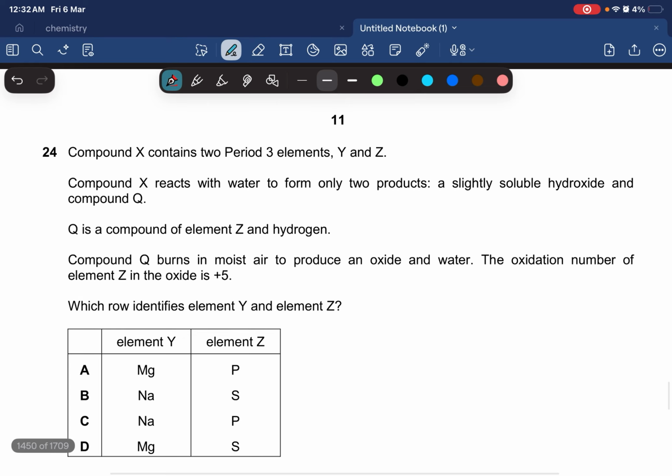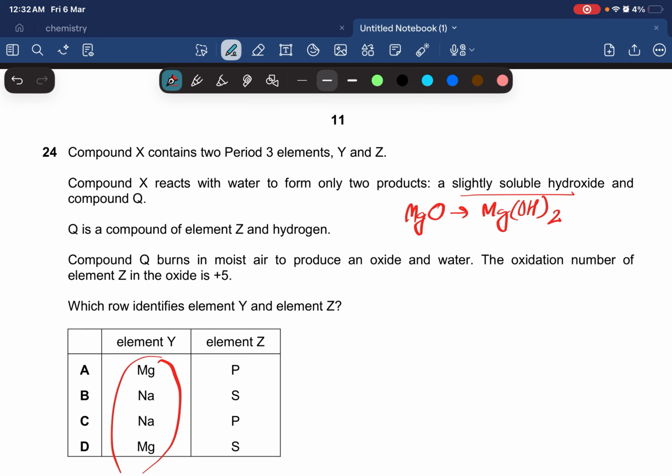Okay. Compound X contains two period 3 elements, Y and Z. Compound X reacts with water to form two products: a slightly soluble hydroxide, and compound Q. So maybe it's an oxide, like magnesium oxide, which might form magnesium hydroxide. I'm just thinking about it, I'm not sure, but in the options I can see that we cannot have sodium because sodium hydroxide is highly soluble. So magnesium hydroxide, maybe. And compound Q, what's Q?